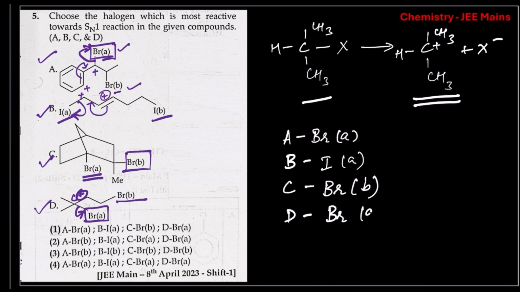So, the correct option out of 1, 2, 3 and 4 is option 1. For A, bromine marked as A. For B, iodine marked as A. For C, bromine marked as B. And for D, bromine marked as A.